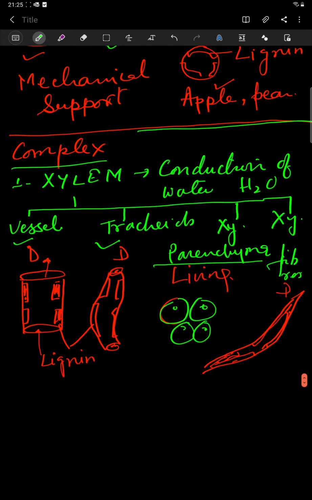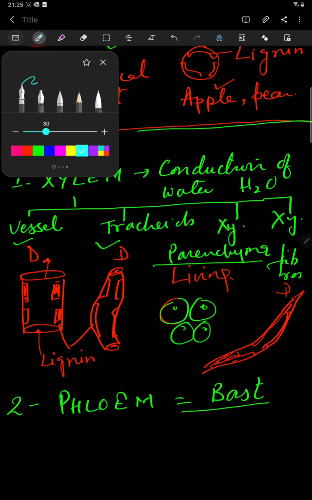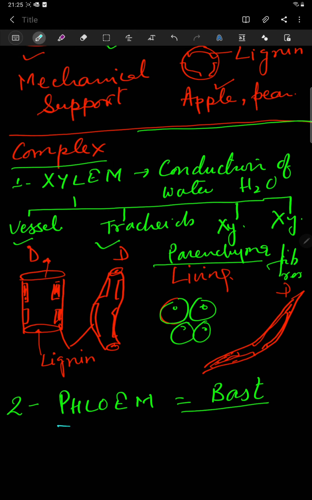The second tissue is termed as the phloem, PHLOEM. The meaning of phloem is bast, write it down, the way of identification. Phloem is further made up of 4 different types of cells. So I am going to tell you one by one.